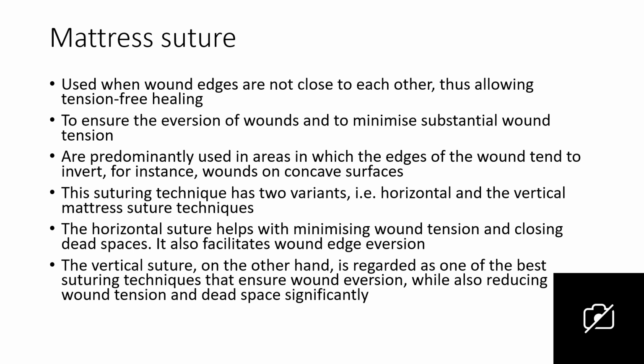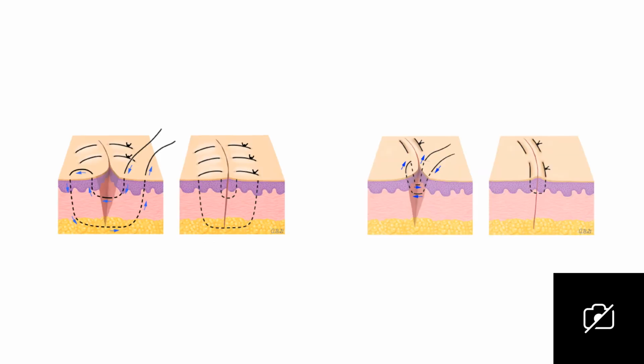The horizontal suture helps with minimizing wound tension and closing deep spaces. It also facilitates wound edge eversion. The vertical suture, on the other hand, is regarded as one of the best suturing techniques that ensure wound eversion while also reducing wound tension and dead space significantly. This is how it's done.